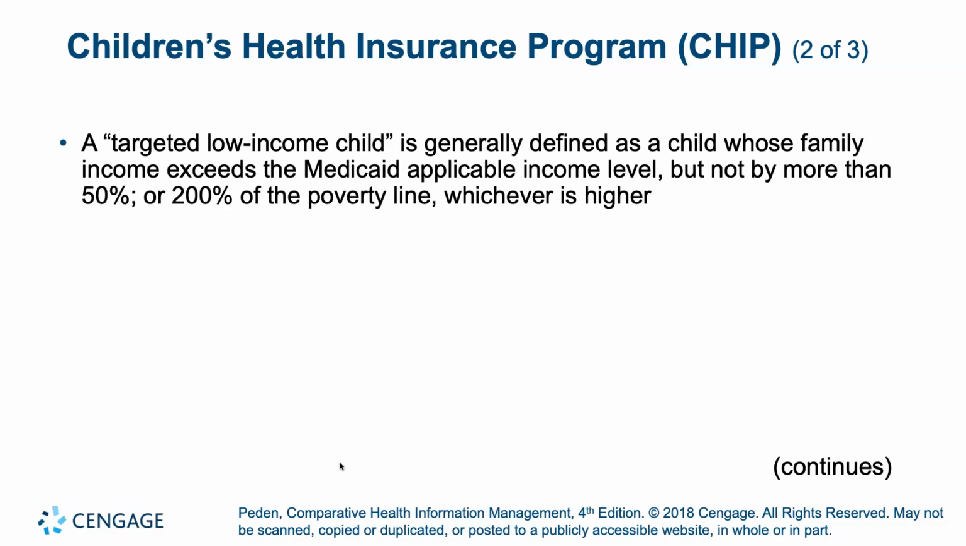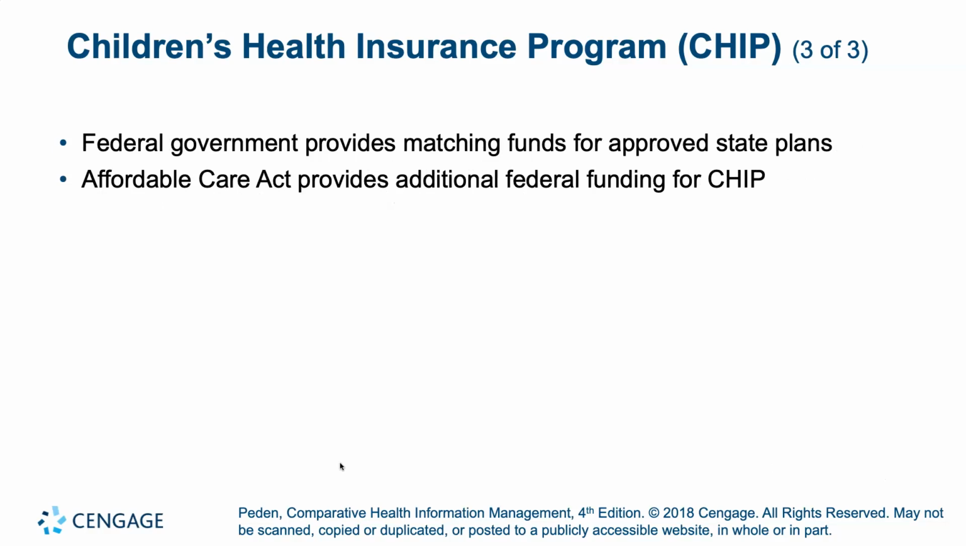And this just gives you the definition of where they look at, and of course, what they consider the income level for the poverty line, that also changes over time. And this just goes into some detail about CHIP.